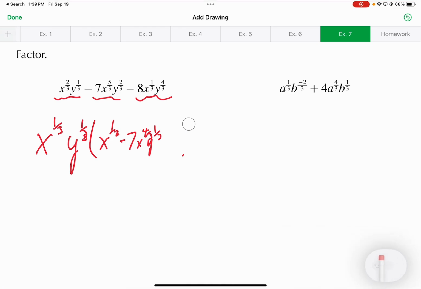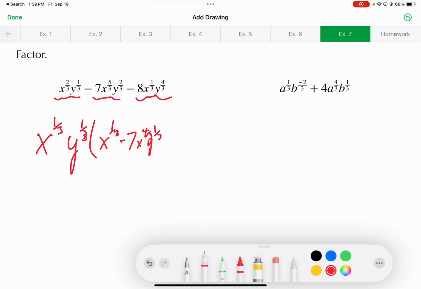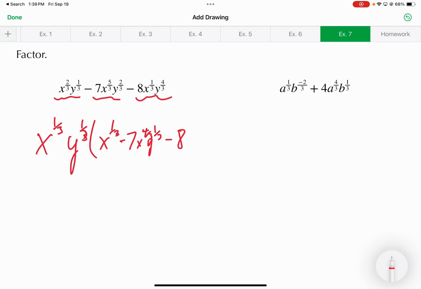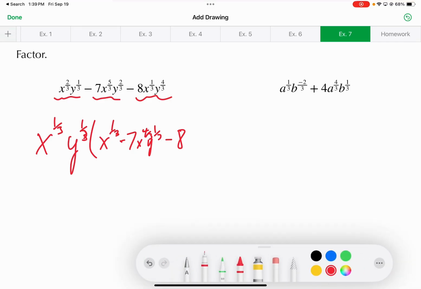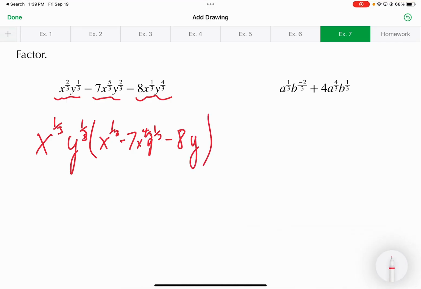Okay, cool. And then for my last value, I'm going to have minus 8 x. Oh, I don't have an x power there, right? Because I factored out x to the 1/3. What about my y value? To the first, because it would be 4/3 minus 1/3 is 3/3. Okay. All right. Sorry, I don't have time to do the last one. You play a similar game.